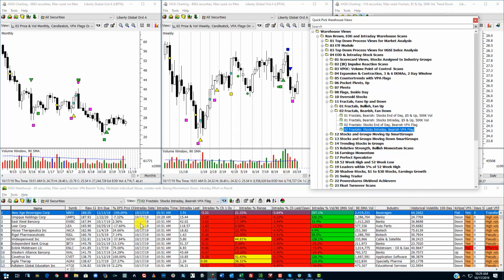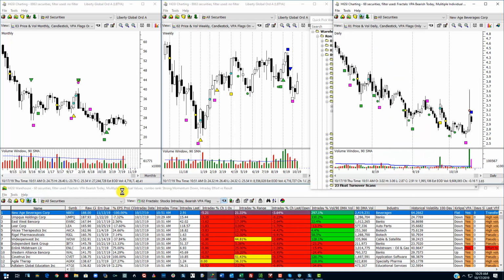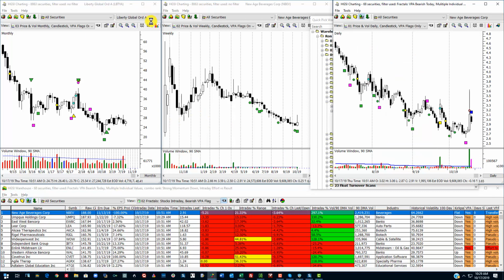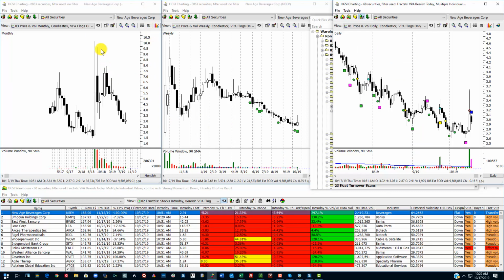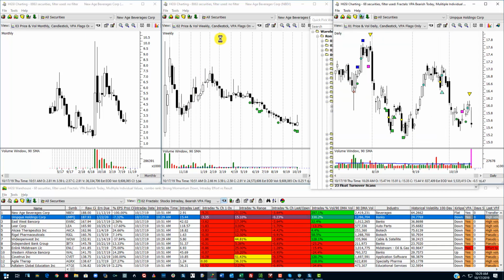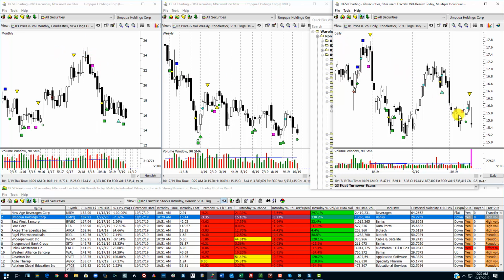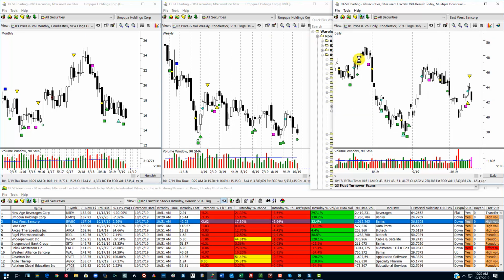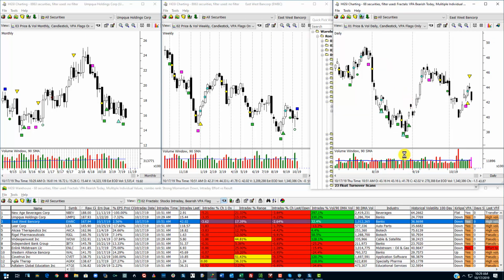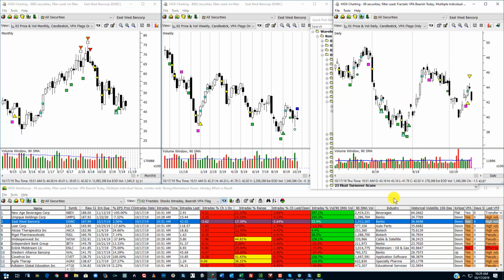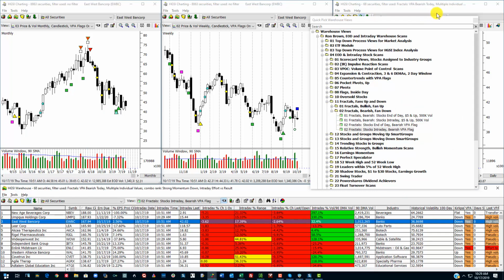And here's New Age Beverages. Boy, this was a hot stock once, wasn't it? Well, I guess it got up to the $10 range on the monthly, but look where it's fallen to now. Remember, the requirements here are for the flag to be down on the daily chart. And there are opportunities on the short side if you want to play the short side. But I would primarily stick to the long side of the fractals.